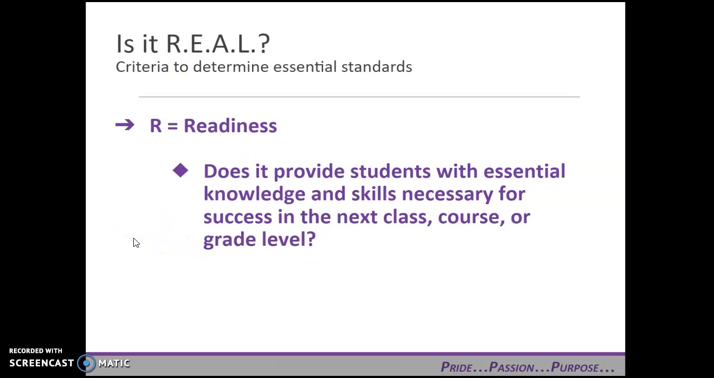When the team is deciding if it is a REAL standard, you should consider the following. R stands for readiness. Standards that provide readiness give students the skills and knowledge needed in the next course or grade level. So consider whether or not the skill that the standard represents will be used in the next grade level or in the next sequence of courses for your content area.